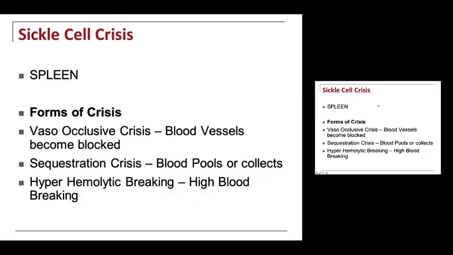So it can create what's called a sickle cell crisis, especially in the spleen, where those cells cluster up and the blood vessels become blocked. So you get this vaso-occlusive crisis. There's a sequestration crisis, where blood pools or collects in any given area, or there could be a hyperhemolytic crisis, which is hemolytic lysis, where the blood cells just break down.